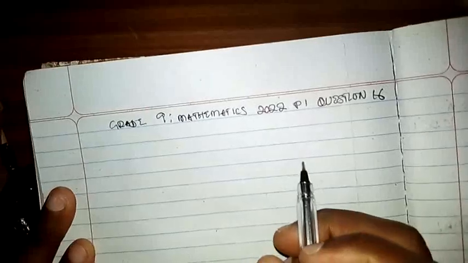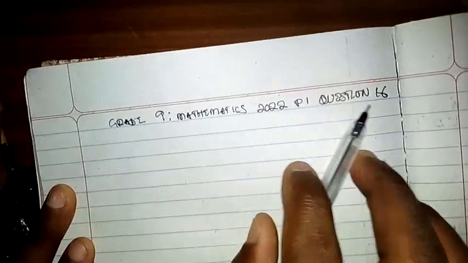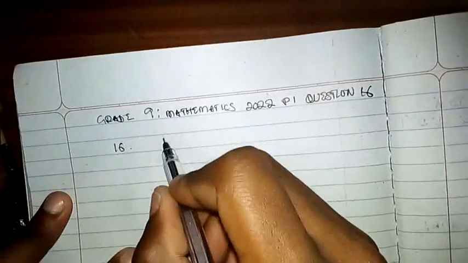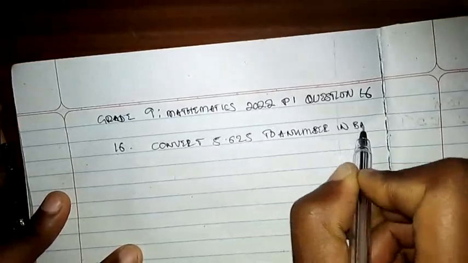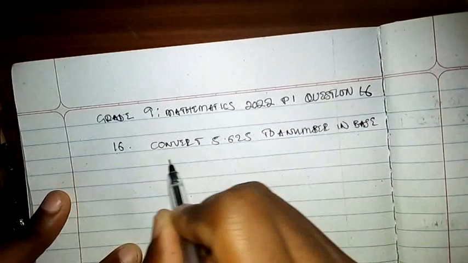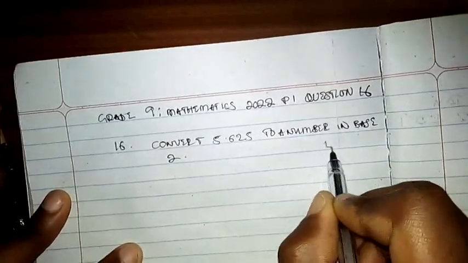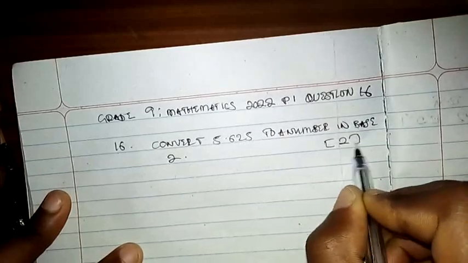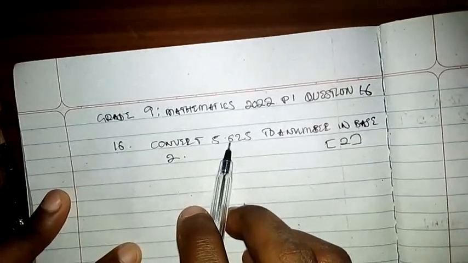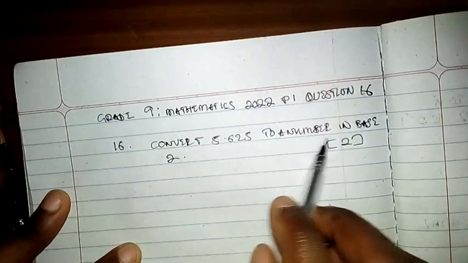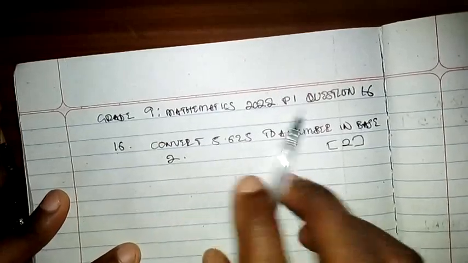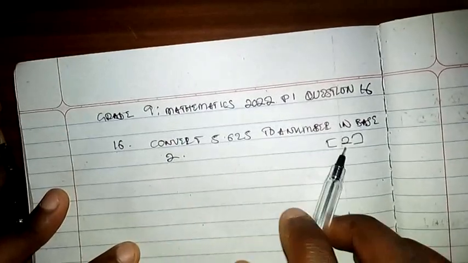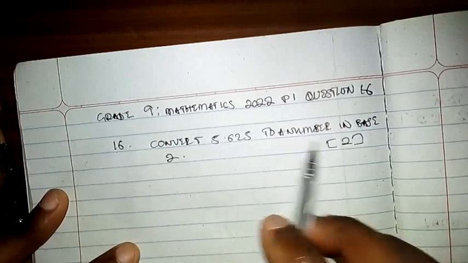In this video we are going to answer the grade 9 Mathematics 2022 paper 1 question 16. Question 16 is about number bases. So let us read the question together. Convert 5.625 to a number in base 2. So we should convert this number, which is in base 10, into base 2. This question carries 2 marks.